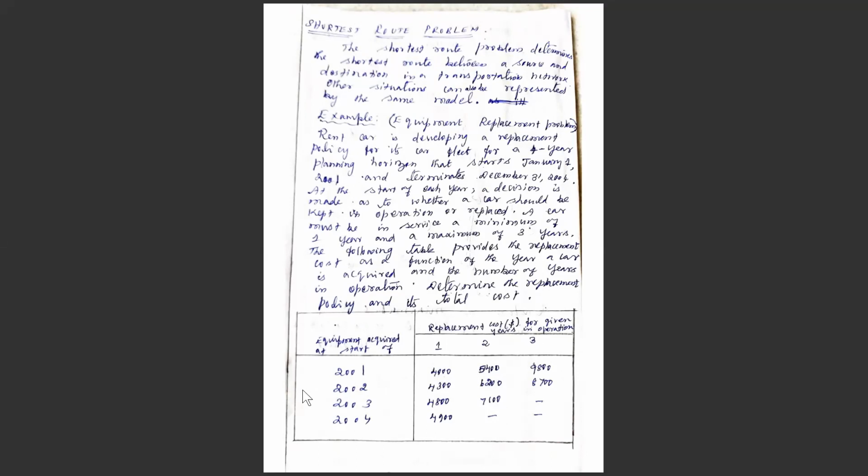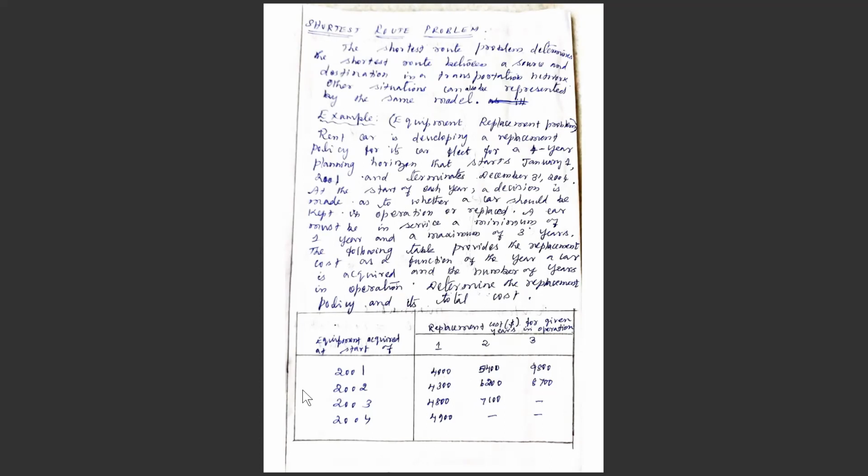Next, let us see the shortest route problem. The shortest route problem determines the shortest route between a source and destination in a transportation network. Yes, in a transportation network, what does this shortest route problem do? It determines the shortest route between a source and a destination. Other situations can also be represented by the same model. There are several applications of the shortest route problem. One of the applications is the equipment replacement problem.